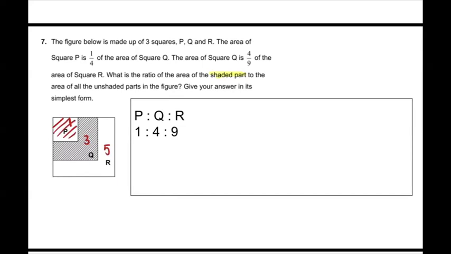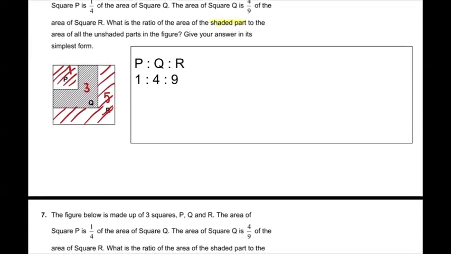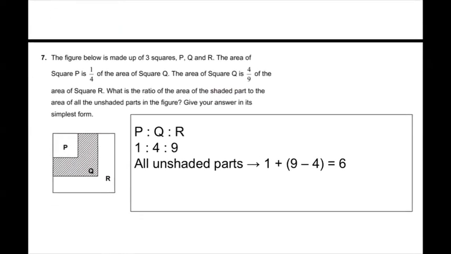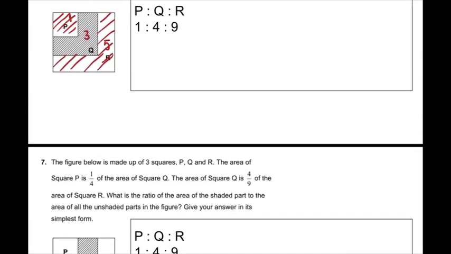The shaded part is 3. And this part here is 5. Okay, so you just need to minus accordingly. So once you minus, your total unshaded part would be 6. Okay, so the total unshaded part would be 6.